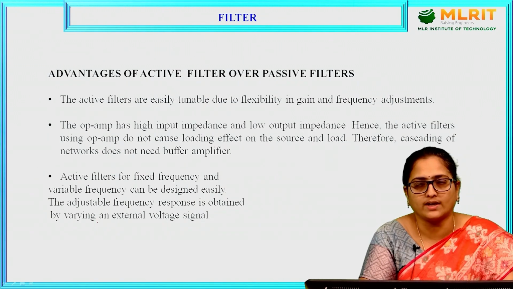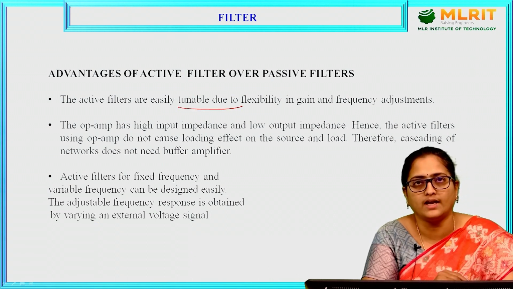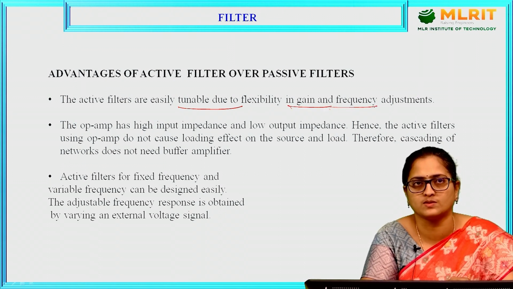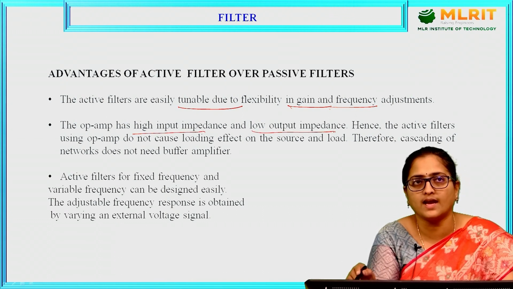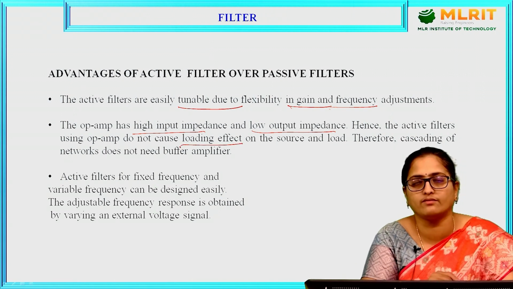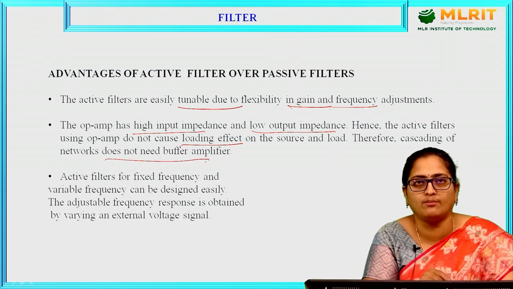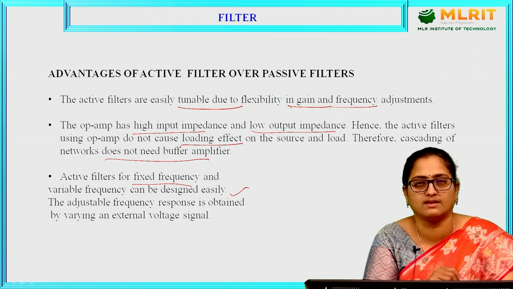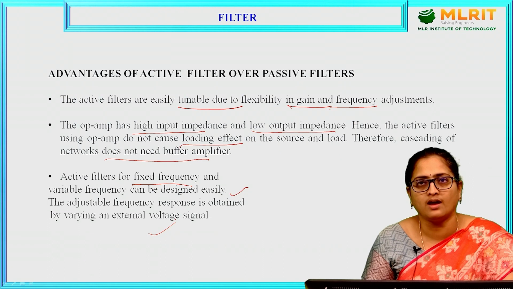Coming to the advantages of active filters over passive filters. Active filters can be easily tuned and are flexible in determining the gain and frequency adjustments. The op-amp has high input impedance and low output impedance. Hence, active filters using op-amps do not cause a loading effect on the source and load. Therefore, cascaded networks do not need buffer amplifiers. An active filter for a fixed frequency or variable frequency can be designed easily, and frequency adjustment can be obtained by varying an external voltage signal.